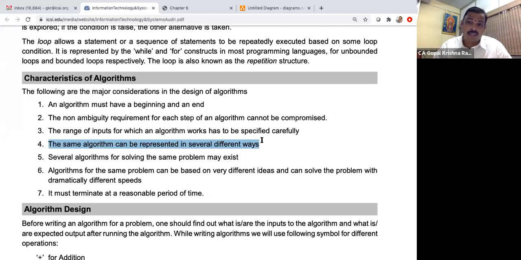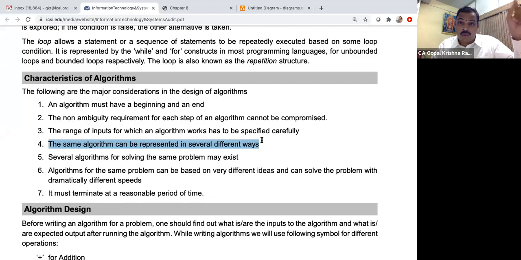The same algorithm can be represented in several different ways. So I give one calculation to be done by two different persons. I don't make them interact. And they will give two different algorithms, but the same answer. Which is the best algorithm? The simplest algorithm. The simplest algorithm is the best algorithm.